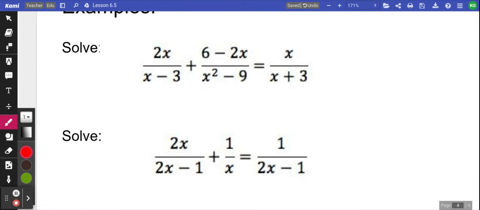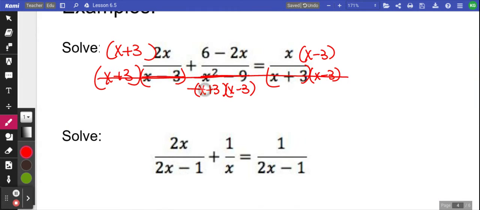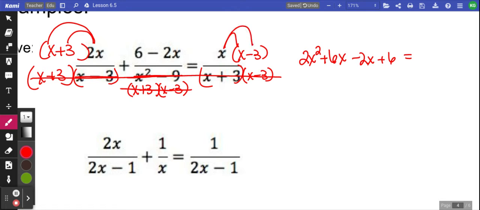Now it gets a little bit harder here when we have these binomials or these trinomials that need to be factored first. So looking at this one, I'm going to factor this binomial into x plus 3, x minus 3. So notice that it has both factors. So once I multiply this one by x minus 3, it helps me with this one, knowing that I need to multiply this one by x plus 3. And now they all have the x minus 3, x plus 3 denominator, so I can cross them out and start my distributing. So that would give me 2x squared plus 6x. This I have negative 2x and a positive 6 equal to x squared minus 3x.